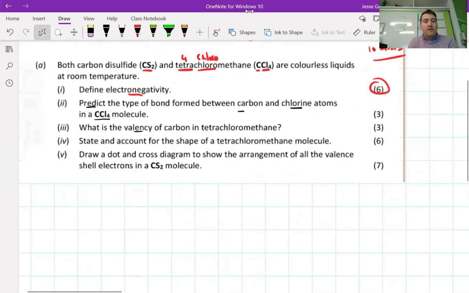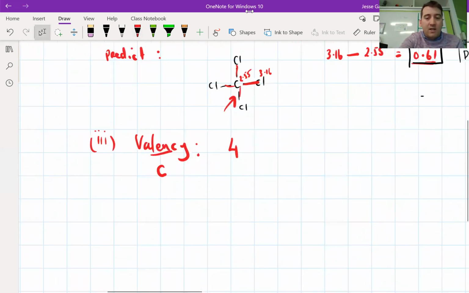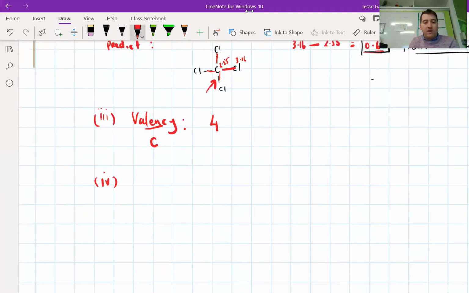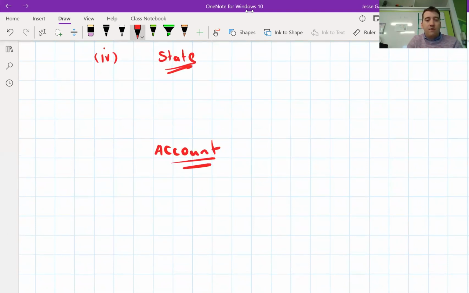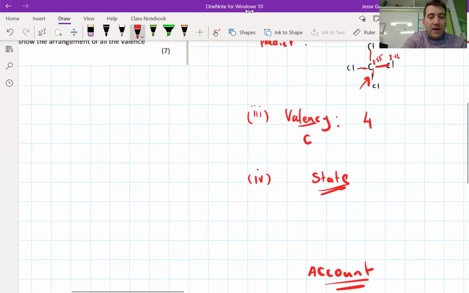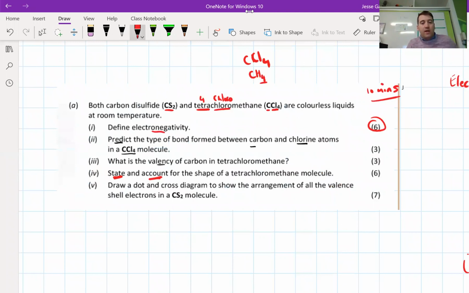Next bit: state and account. So this is one thing I asked you to do, and account. So 2 things. I'm going to lay out the next bit, a state and an account. This is great practice, get into it. It means you can't forget to do one of the bits. So state, and I'm going to lay out my question and account. It's good to keep these separate and lay out the question, then you cannot forget to do it. So now I'm going back and seeing what it actually says to do. State and account for the shape of the tetrachloromethane molecule. So state what shape it is, and account for it.